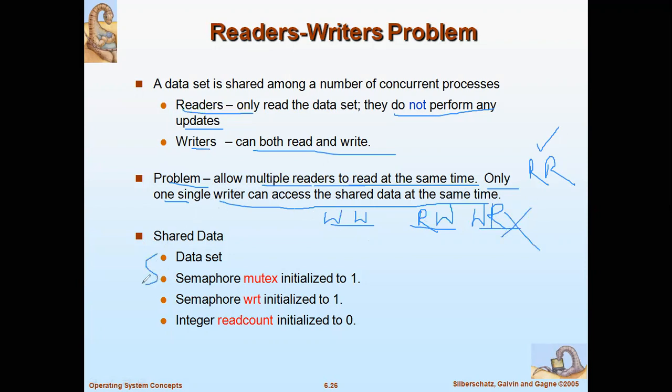We cannot let more than one writer, or a reader and a writer, or a writer and a reader, access the critical section. Now, the shared data here is the data set. It can be a file or it can be a resource. Here we have two semaphores. One is mutex, which is initialized to 1, and one is WRT, which is initialized to 1. There is an integer, read count, which is initialized to 0. This variable keeps the count of the number of reader processes. You can say that this mutex is safeguarding this read count.